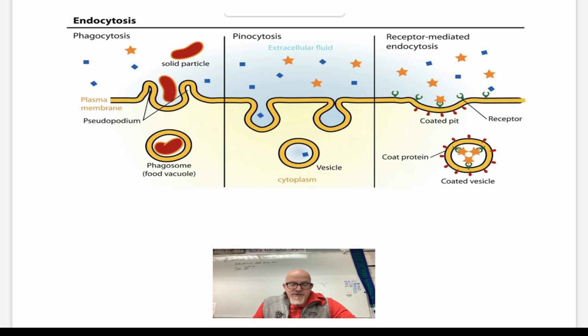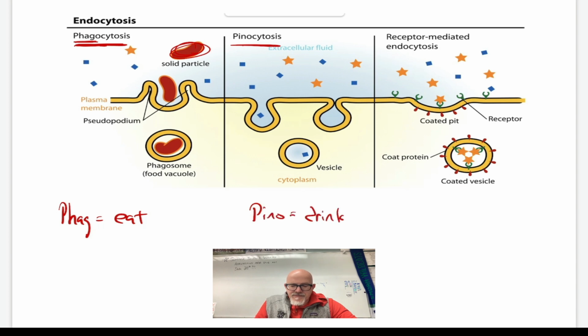Endocytosis has 3 versions. There's one called phagocytosis, pinocytosis, and then there's receptor-mediated endocytosis, okay? If you see the word phage, that means eat. So phagocytosis is bringing in food particles, actual physical particles. Pino means drink. So pinocytosis is bringing in extracellular fluid or liquids. So phagocytosis is bringing in food. Pinocytosis is bringing in drink.